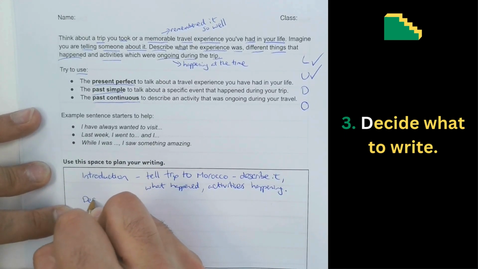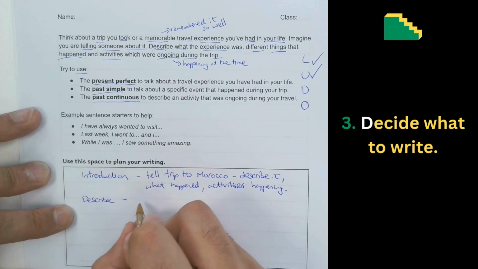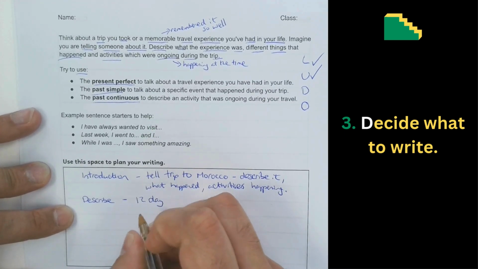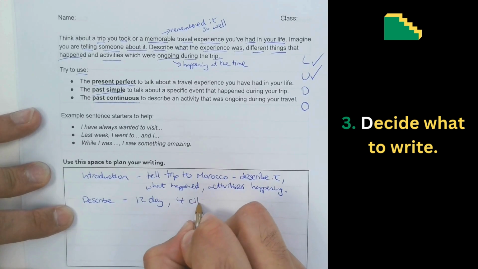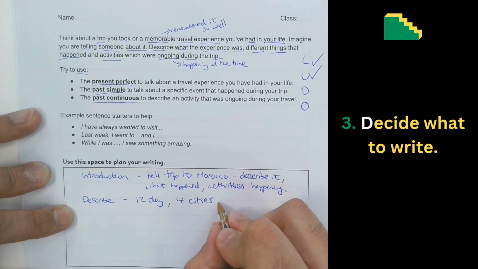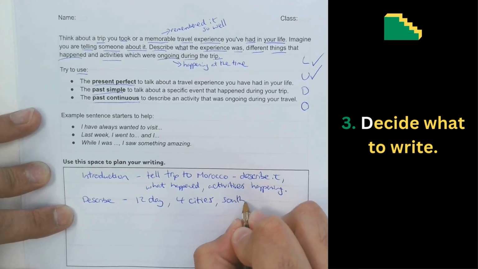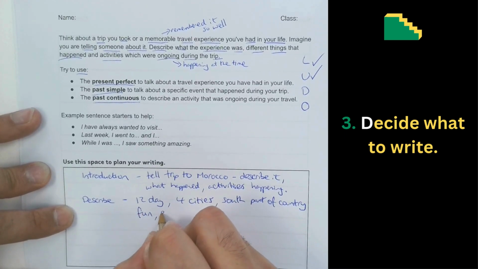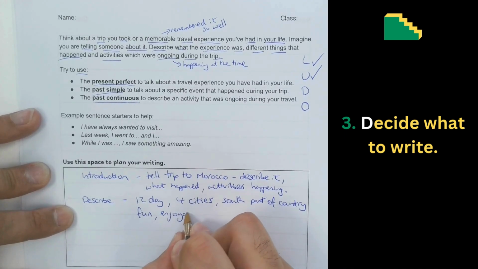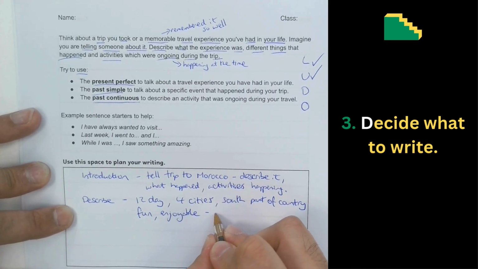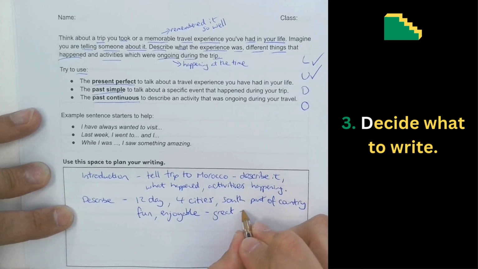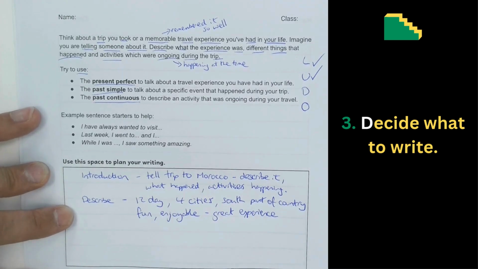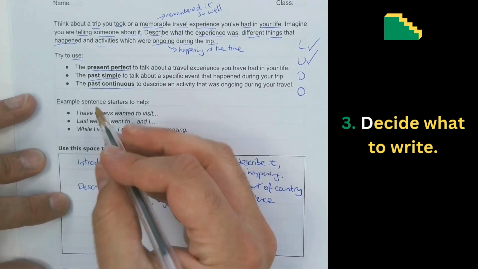Now the next thing I'm going to do is describe it. It was a 12-day trip. I went to 4 cities in that time, so I'll write that down, just some keywords. I went to the south part of the country. Had fun. It was very enjoyable, so I put those words down. And definitely this was a great experience. So these keywords and phrases help me later on when I want to turn them into sentences after my plan.